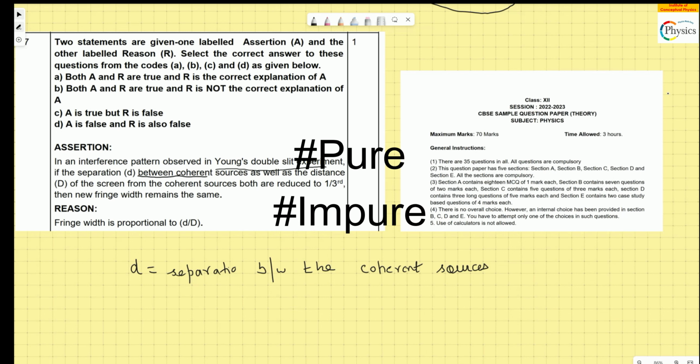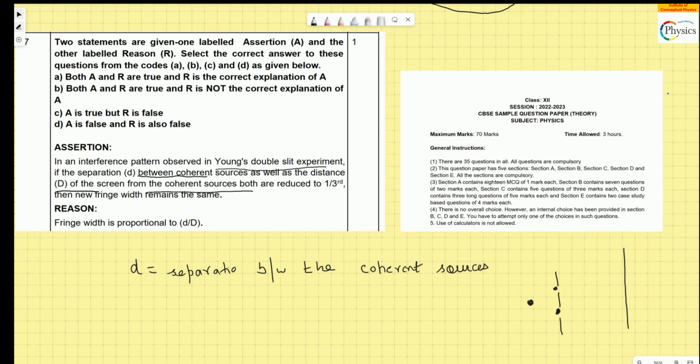And the capital D, right? So the distance from the screen. So this is the viewing screen. So there is a viewing screen and then there are two slits, each having their own individual coherent source, obviously derived from a single source. And what they say is that both are reduced to 1/3. So even capital D, which is the distance between the coherent sources and the viewing screen.